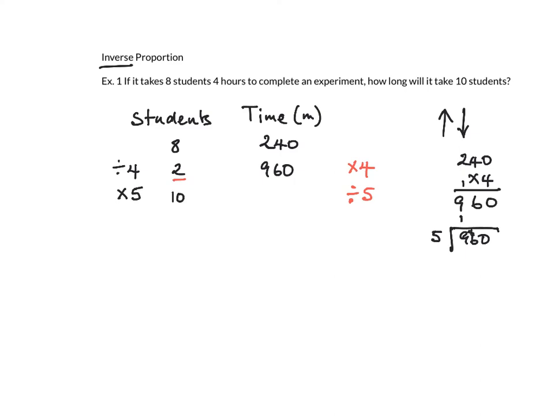Let me just redo that. 960 divided by 5. 5 into 9 is 1 with 4 left over. 5 into 46, 5 nines are 45. So that leaves one remainder. 5 into 10 goes twice. So 960 divided by 5 then is 192 minutes. That's how long it takes 10 students to do the same experiment.